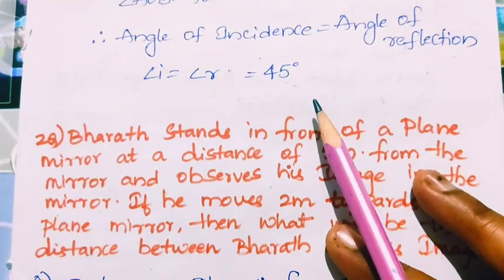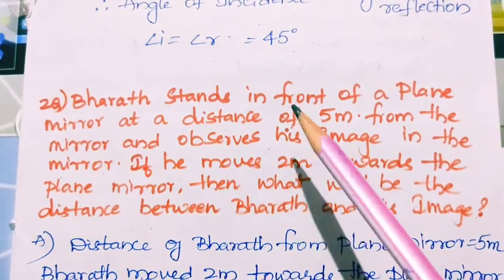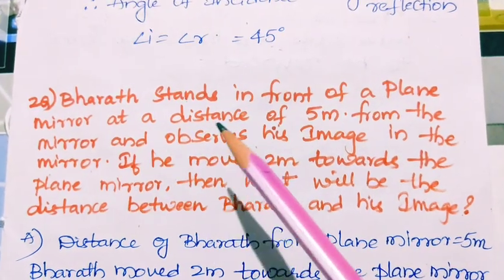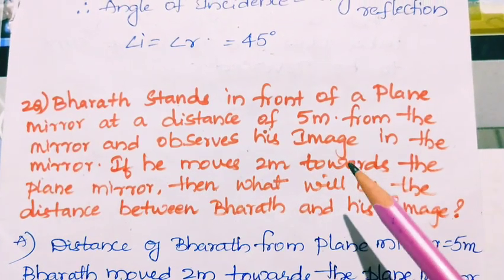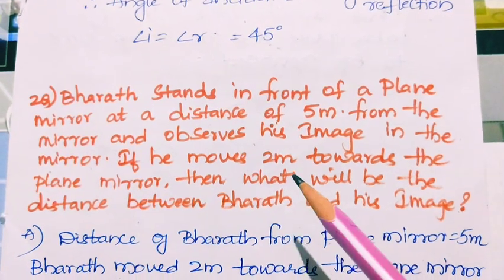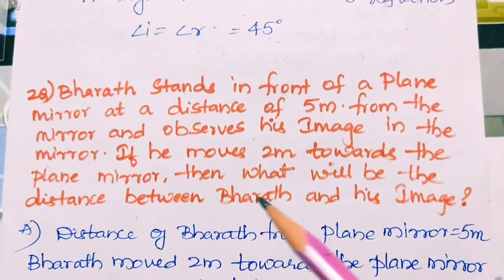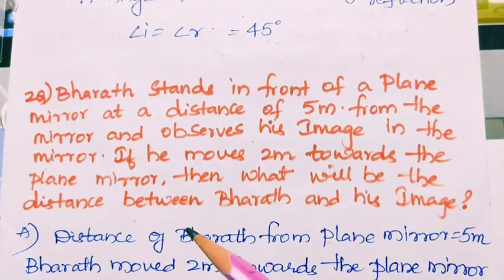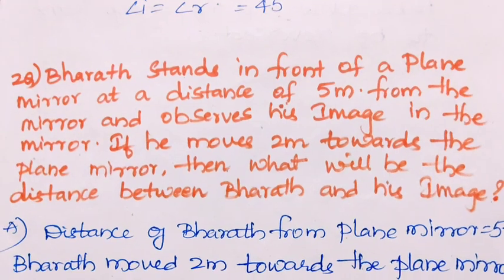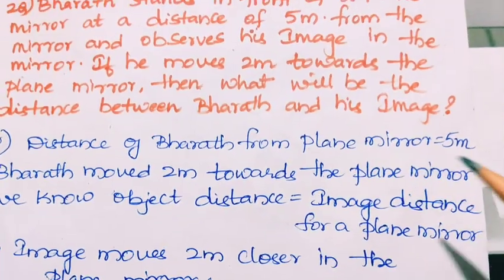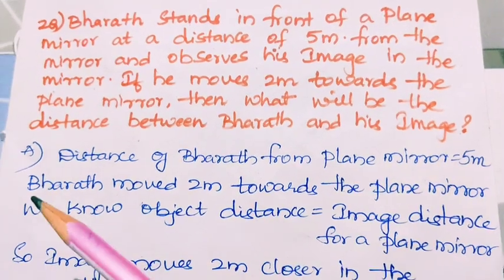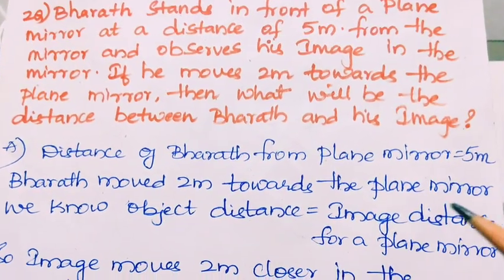Next question. Bharat stands in front of a plane mirror at a distance of 5 meters from the mirror and observes his image in the mirror. If he moves 2 meters towards the plane mirror, then what will be the distance between Bharat and his image? So here, the distance of Bharat from the plane mirror is 5 meters. Bharat moved 2 meters towards the plane mirror.